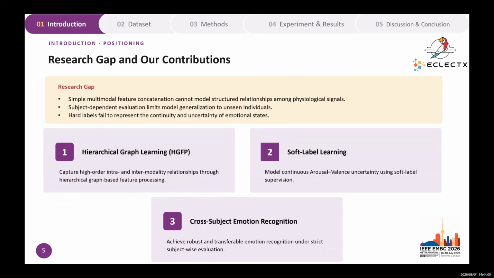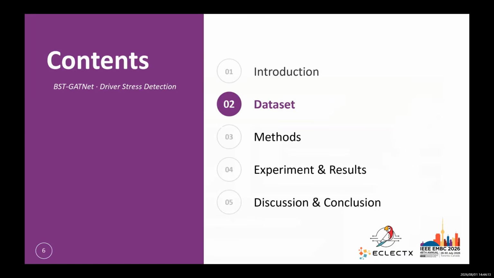To address these issues, we propose HGFP, a hierarchical graph-based feature processing framework with soft label learning for robust cross-subject emotion recognition. Next is the dataset.